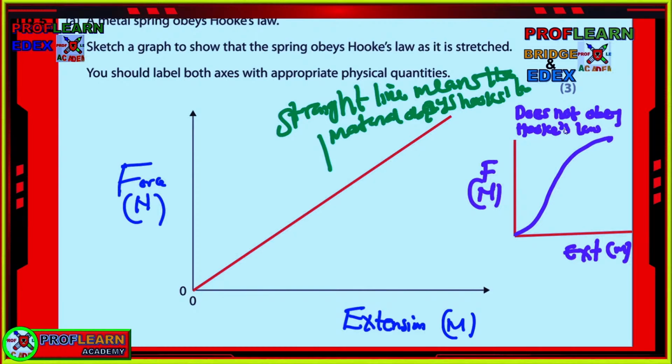Now, if it does not obey Hooke's law, you are going to have a nonlinear line, a curve. For instance, a rubber band will behave this way.